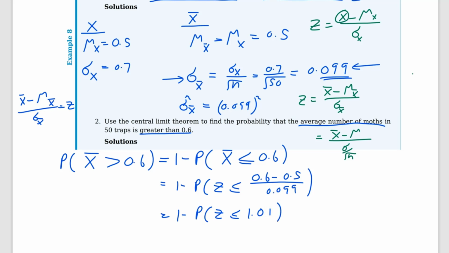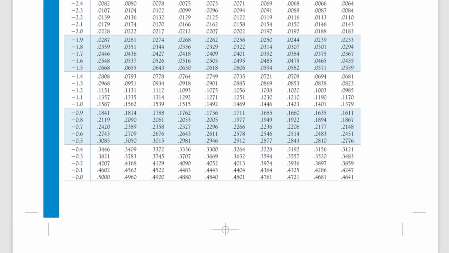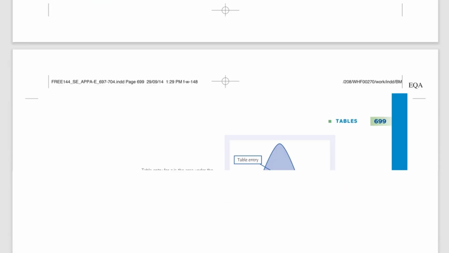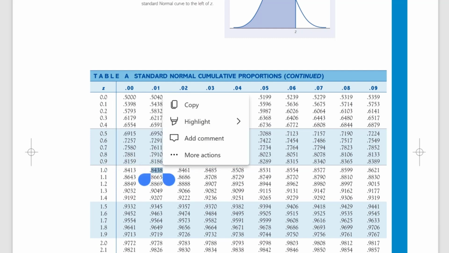1.01. Now what to do? Now we need to use the z table, right? It is chapter 3 again. Yes, 1.01, go to the z table. You see 1.0 here and 1.01 is here. You see that 1.01, right?